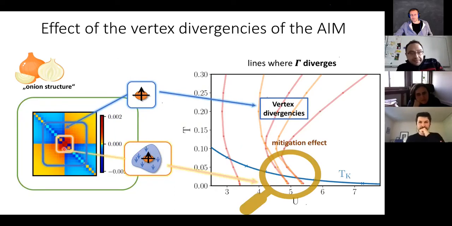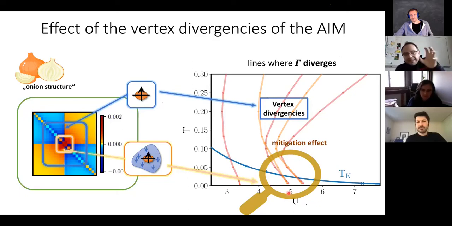Because if you consider only the inner part of the matrix, you get that your diagonal is back to positive. But of course, if you try to invert your matrix as a whole, you will still have the problem that you have negative entries at intermediate frequency, and therefore the vertex divergences remain. They are only mitigated, but they do not disappear.